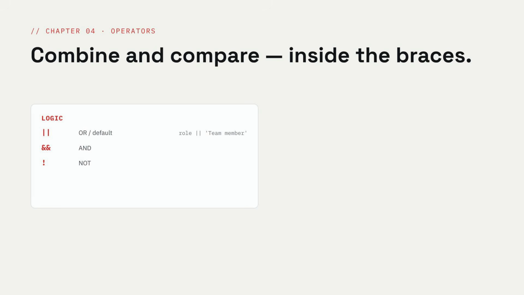Double ampersand means AND. Both conditions must be true. The exclamation mark means NOT. It reverses the value. Parentheses are used for grouping. They control which part of the expression is evaluated first.